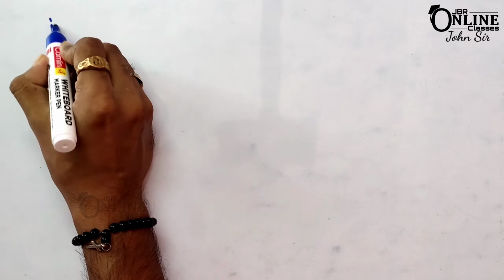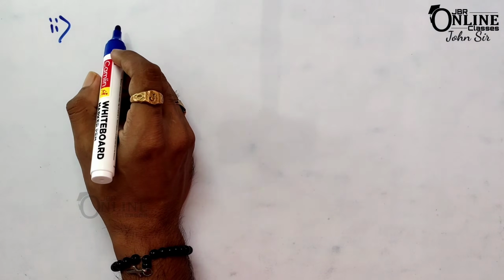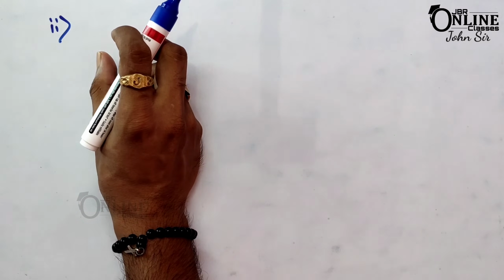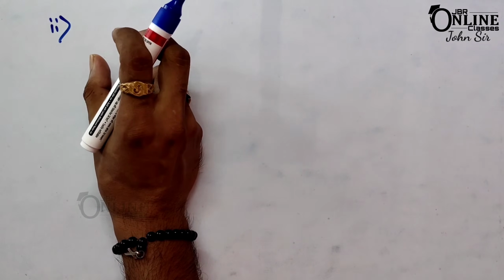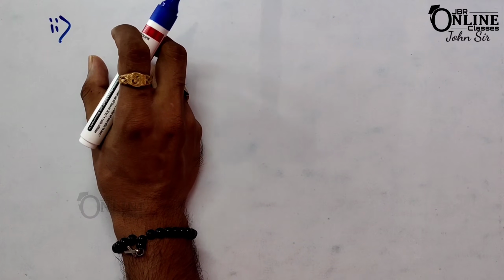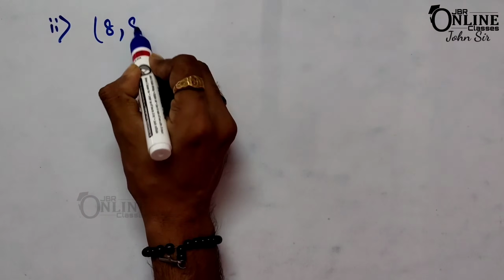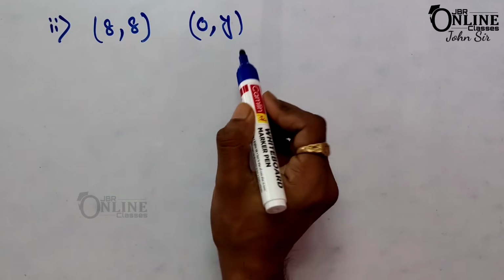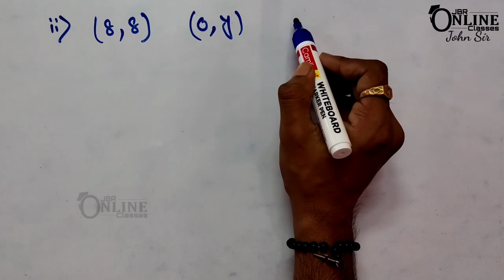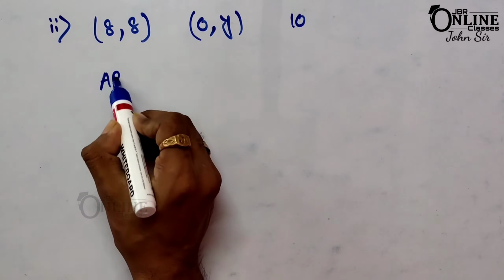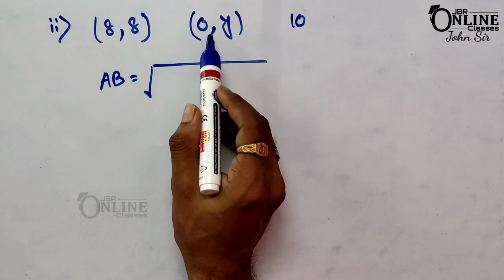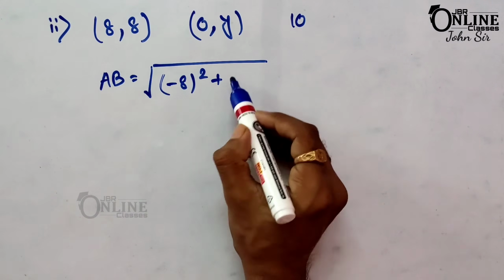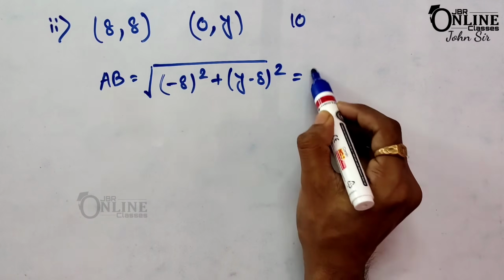Now next sum number 4(2). Find the points on the y-axis which are at a distance of 10 units from the point (8, 8). Okay, so here the point on the y-axis, then x will be 0 and that will be y. And the distance between these 2 points is 10 units. So here AB equals root over, suppose, (0 minus 8) whole square, and next (y minus 8) whole square, that equals 10.